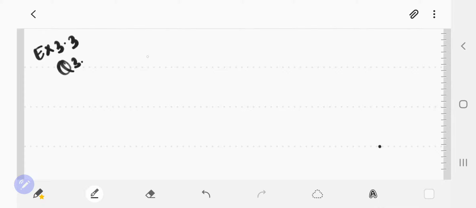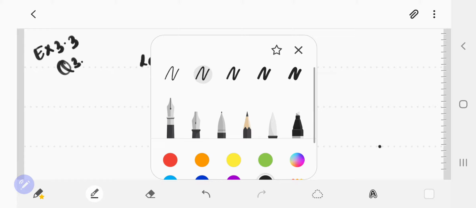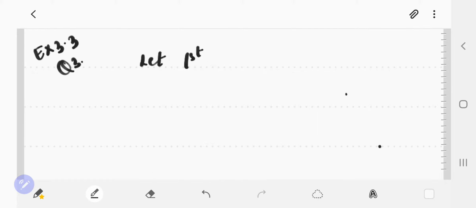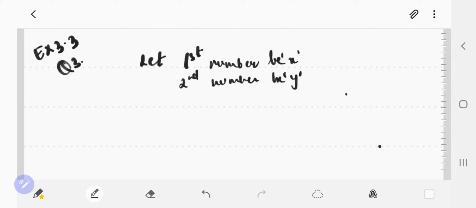So we do not know the numbers, so let your first number be x and your second number be y. Your first part of the sentence states that the difference between two numbers is 26. So you can write x minus y is 26, and that will become your equation number 1.